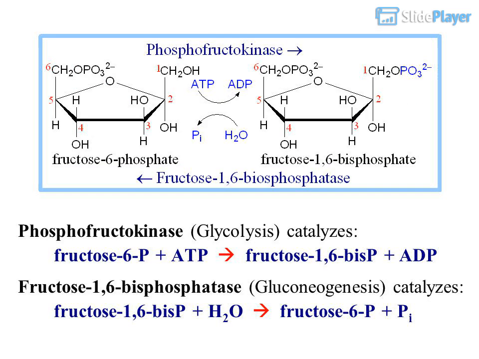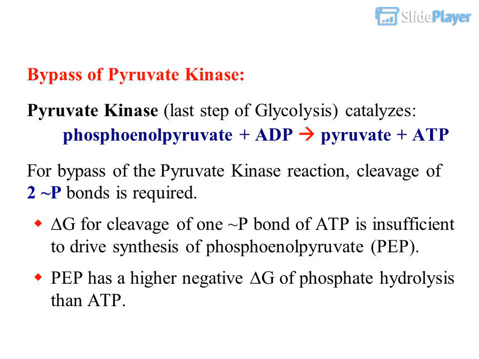Phosphofructokinase, in glycolysis, catalyzes fructose 6-P plus ATP, fructose 1,6-bisphosphate plus ADP. Fructose 1,6-bisphosphatase, in gluconeogenesis, catalyzes fructose 1,6-bisphosphate plus H2O, fructose 6-P plus Pi. Bypass of pyruvate kinase.